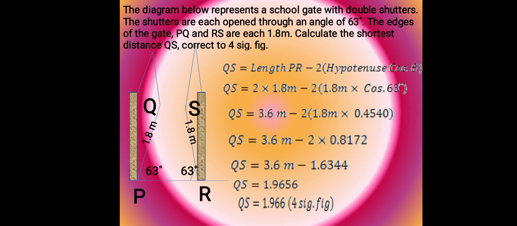The diagram below represents a school gate with double shutters. The shutters are each opened through an angle of 63 degrees. The edges of the gate PQ and RS are each 1.8 meters. Calculate the shortest distance QS correct to 4 significant figures.